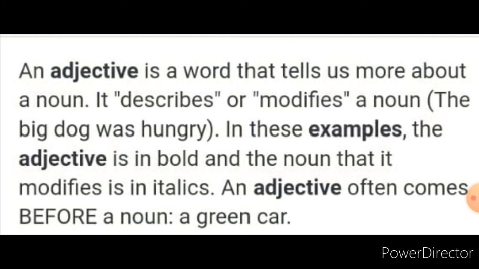So here a green car is there. Car is the noun, whereas the adjective stands before the noun. So green is the color of the car. It modifies the noun. Noun is the car. Car is the noun here. So it modifies the color. What is the color of this? Green. So the adjective stands before the noun.